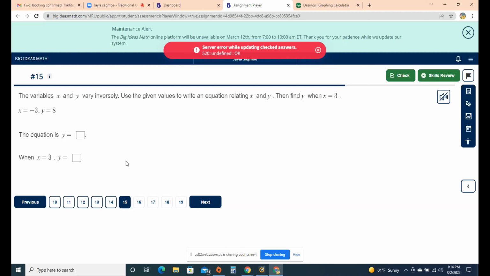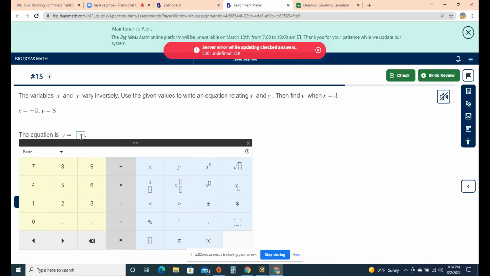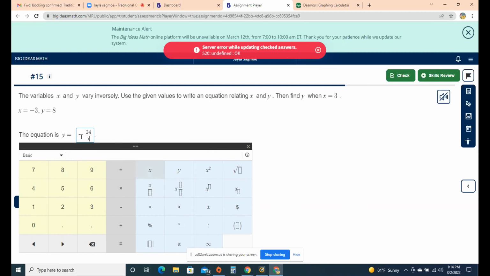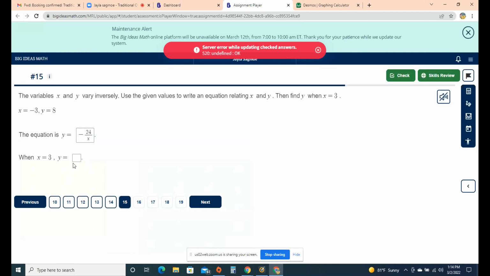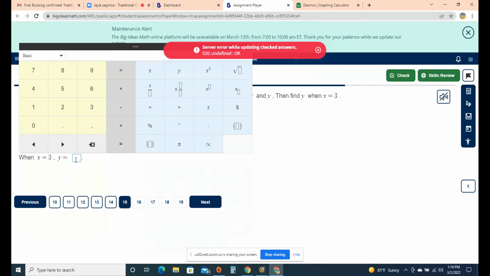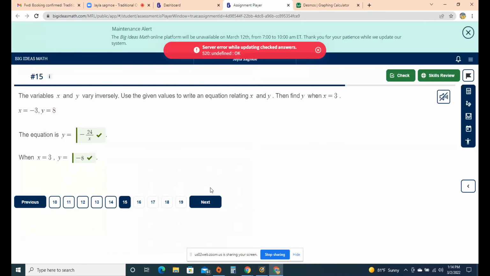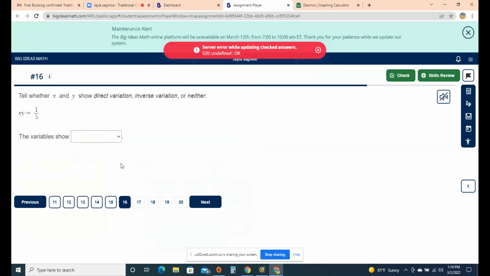24 over x. Negative 24. Negative. Oh yeah, there's negative 3. K is negative 24, so negative 24 over x. And then when x is 3, what is y? Negative 8. Yes. Right.